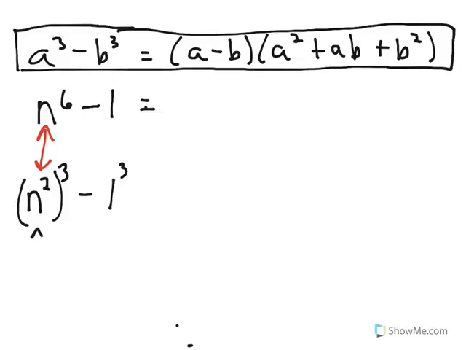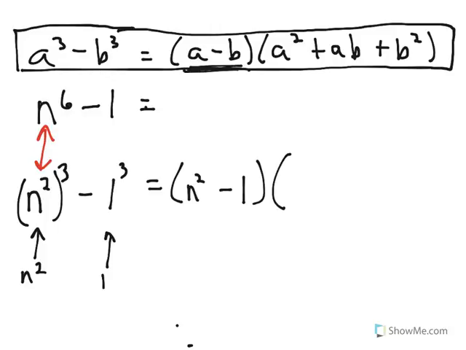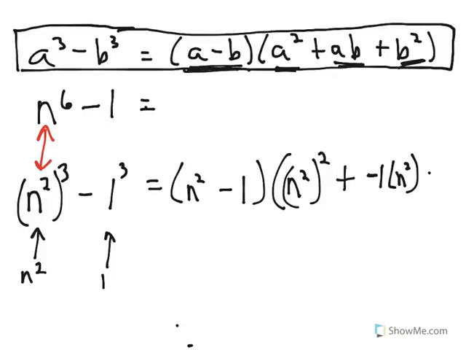So our two bases, the first base is n squared, the second base is 1. We are going to fill in the formula. A minus b becomes n squared minus 1. A squared becomes n squared squared. AB becomes negative 1 times n to the second power. And b squared becomes negative 1 squared.